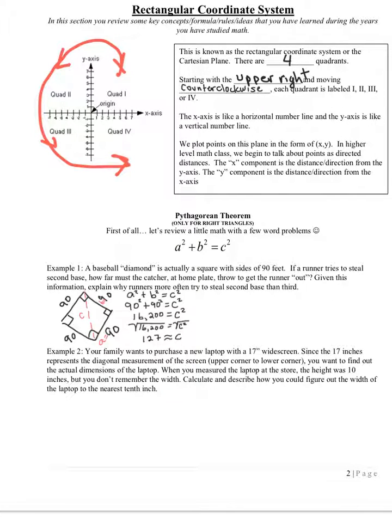So to find c, we have to take the square root of both sides of our equation, and after we do that, we get approximately 127, rounded to the nearest whole number. So c is approximately 127 feet. That's the length the catcher has to throw the baseball from home base to second base.